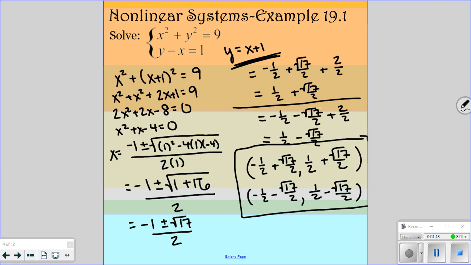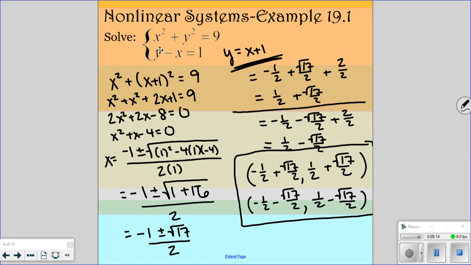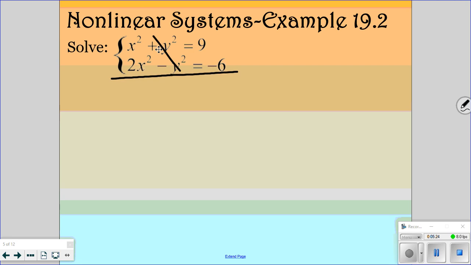Okay, so now we're going to look at another example. This one has x squared and y squared in both of the equations. So we're going to add them together, because the x squareds and the y squareds are exactly the same. So we can actually eliminate those because we have plus y squared and minus y squared. On the last example, we couldn't do elimination because we had an x squared and we had an x. So you can only eliminate if they're both x's or y's, or both x squareds or y squareds.